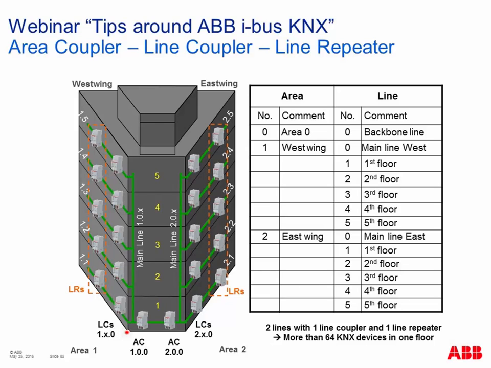Now when we do diagnostics and we record a telegram which was sent by device 138, then we know, okay, 1, this is the west wing, 3, this comes from floor number 3. So we can have all devices with the same individual address range per floor.